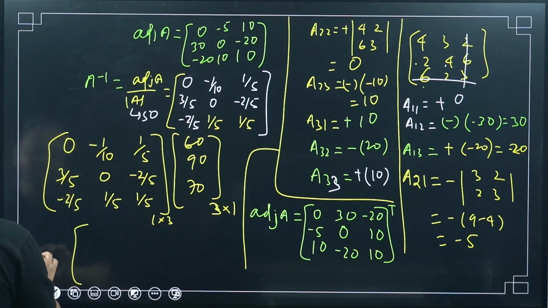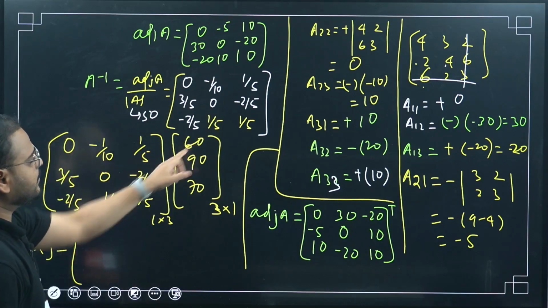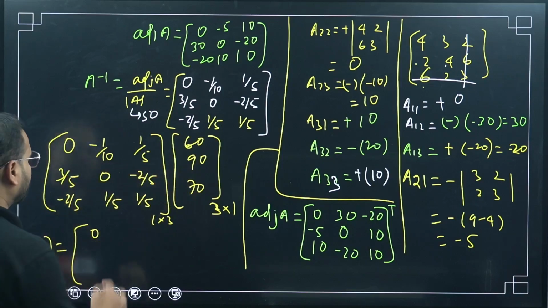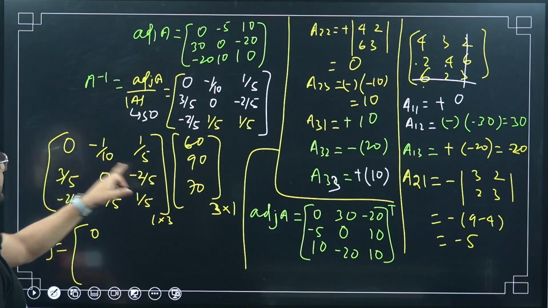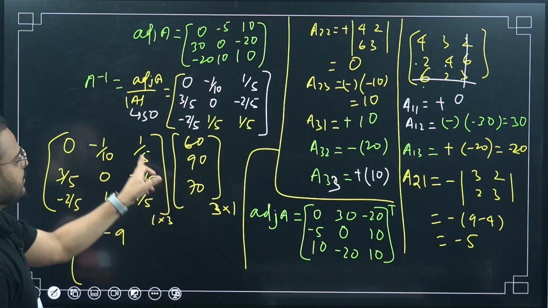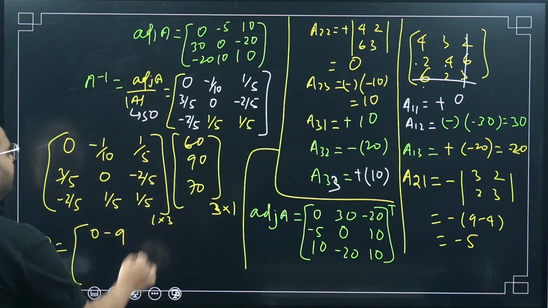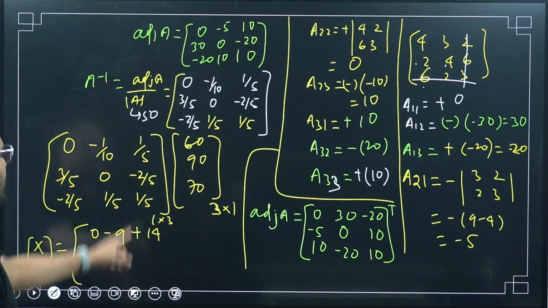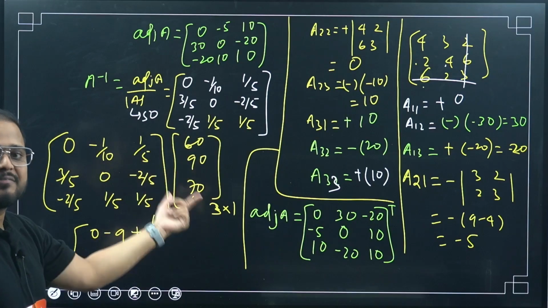This is the matrix X. I hope this is visible. Have a look. 0 times 60 will be 0. Minus 1 by 10 times 90 will be minus 9. 1 by 5 times 70 will be plus 14, because 14 fives are 70.